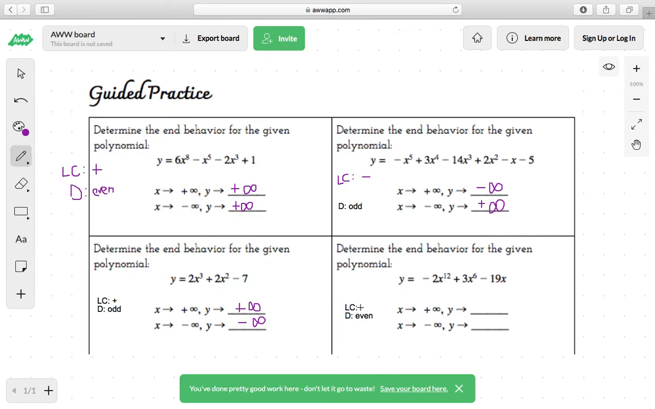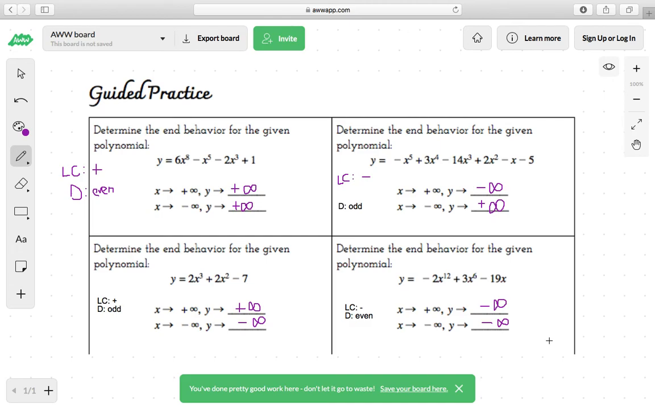So my leading coefficient is negative, which means the first blank has to be negative. So negative infinity. My degree is even. Even means the same. So I fill in the second blank so it's the same as the first blank. And then I did my end behavior.